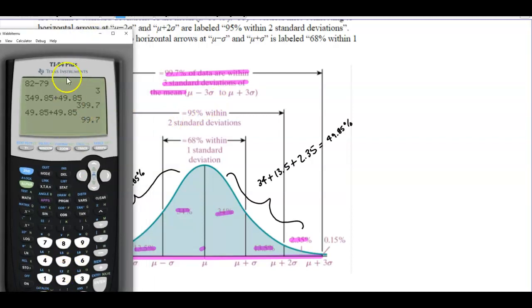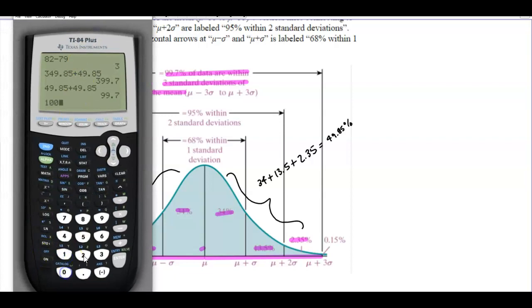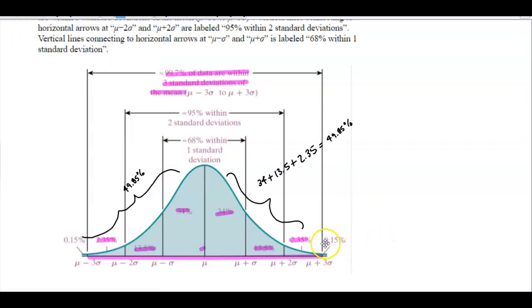Now, if we take 100, which is the full 100%, and subtract 99.7, that's how much is left over, 0.3. So 0.3 is what's left. Now, if we take that 0.3 and divide it by 2, it's going to give us 0.15. So that means 0.15% on the right side and 0.15% on the left side is outside of the 3 standard deviations from the mean.